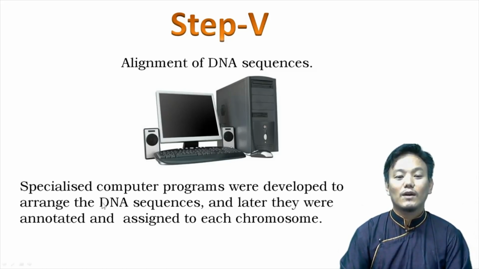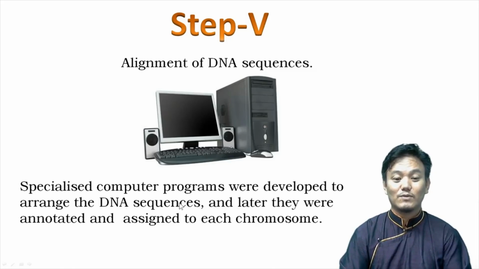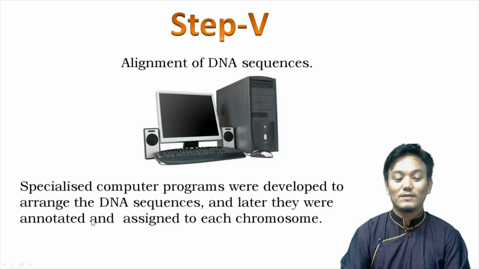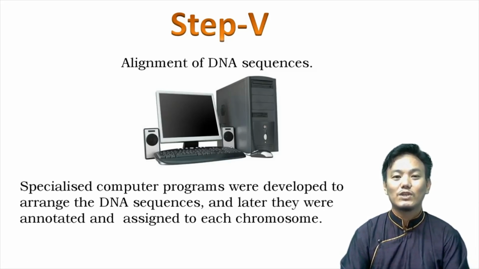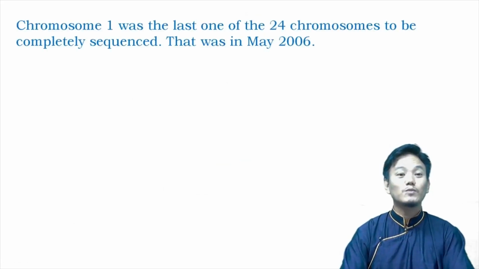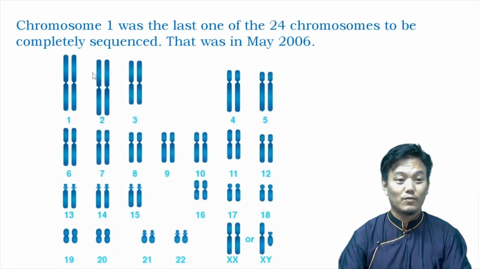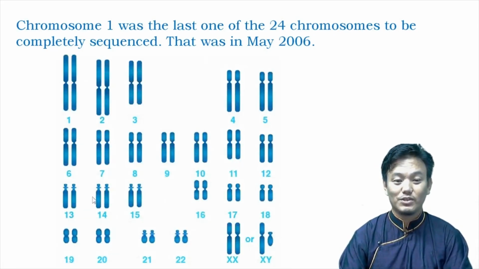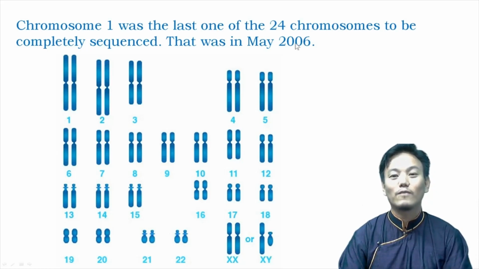After the DNA sequences were arranged, later on they were annotated, right? And after that they were assigned to each chromosome. These were the steps involved in the Human Genome Project. Now, this is chromosome number 1 out of 23 pairs. Chromosome number 1 was the last of the 24 chromosomes to be completely sequenced, and its sequencing was completed in May of 2006.